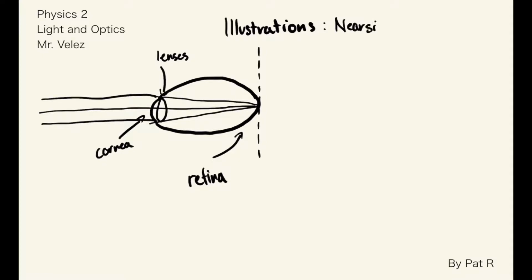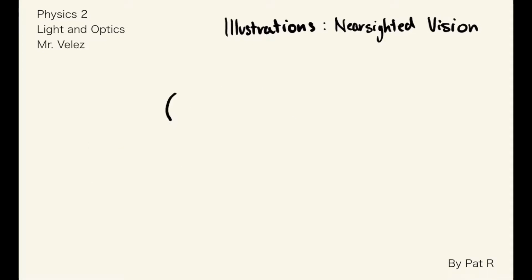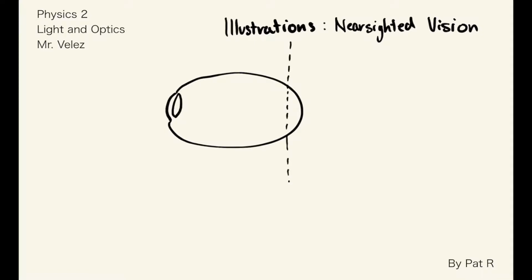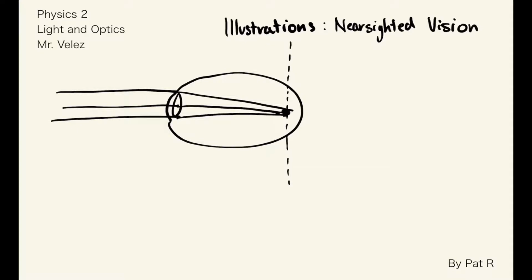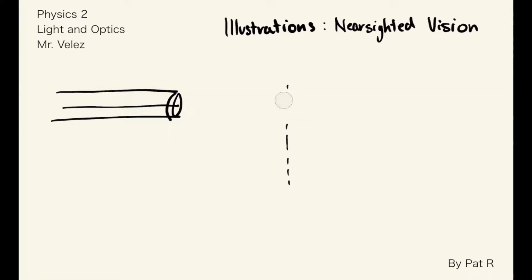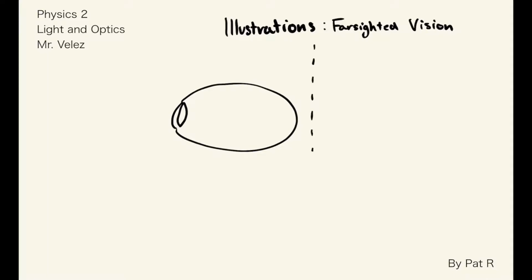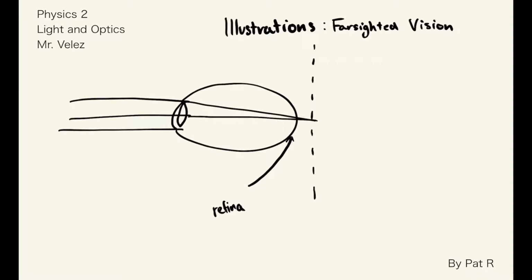Next, we'll have nearsightedness. Again, the lines indicate the light rays, and the dotted lines indicate where the light rays reach. Light rays in nearsighted eyes converge before the retina. This is why far objects may seem blurry. Next, farsighted vision. Light rays appear beyond the retina, causing images to be blurry. The focus is actually behind the retina.